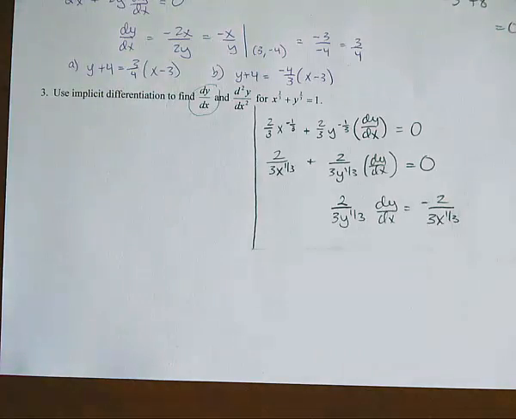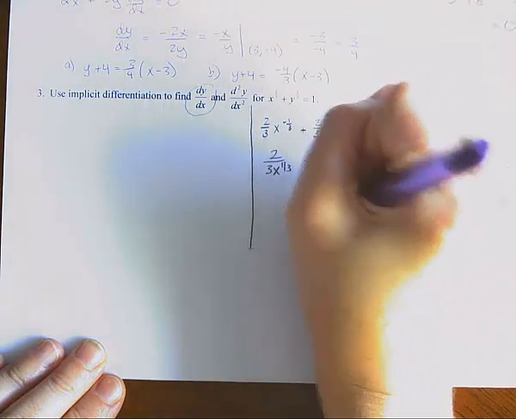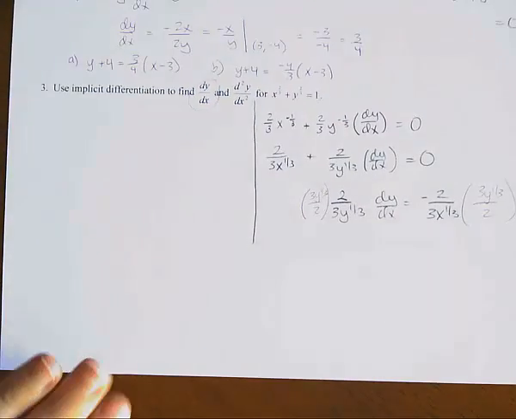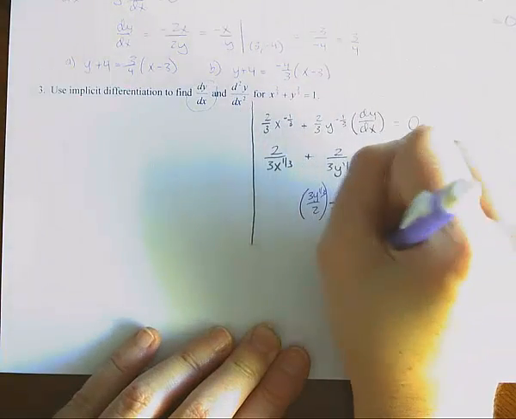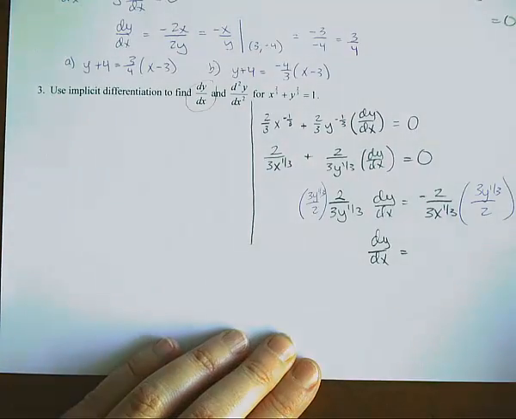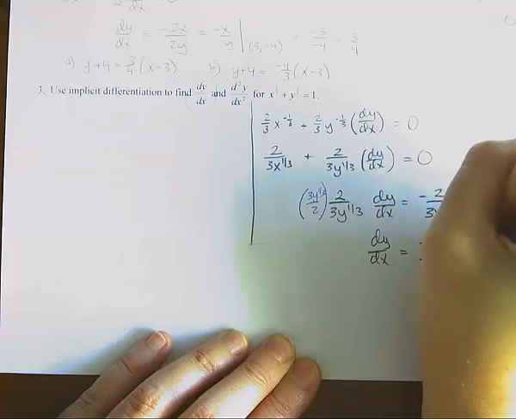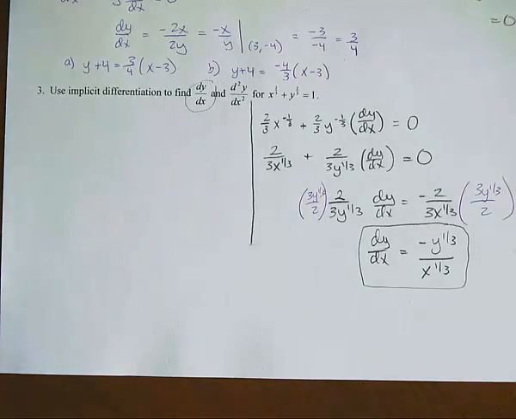So I'm going to multiply this side by 3y to the 1/3 over 2, and then same thing to the other side. So I can solve for dy/dx. I can get dy/dx alone. Well, the 2's will cross cancel and the 3's will cross cancel, and I'll have negative y to the 1/3 divided by x to the 1/3. And that is my dy/dx. So I've finished the first part of this problem.